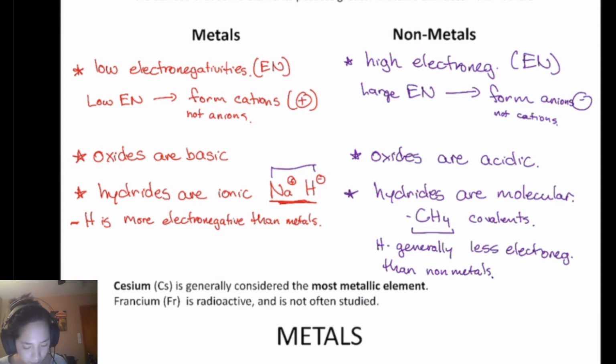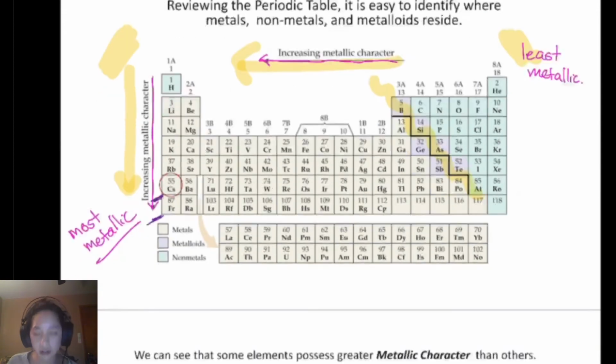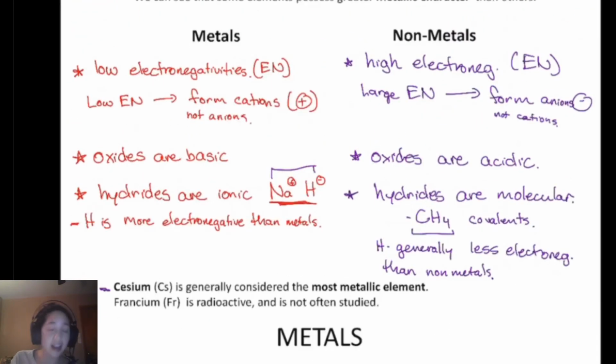Okay, and then what do I say here? That cesium is generally considered the most metallic element. We kind of know that from this chart up here, that we typically call cesium the most metallic element. But you see that francium is actually in the cornermost. But there's not a lot of francium on the Earth, and it's not studied too often. On top of that, it is radioactive. So you might have a very metallic francium sample, but in a couple weeks, that francium might be some other element because it's radioactive. So in general, cesium is considered the most metallic element.